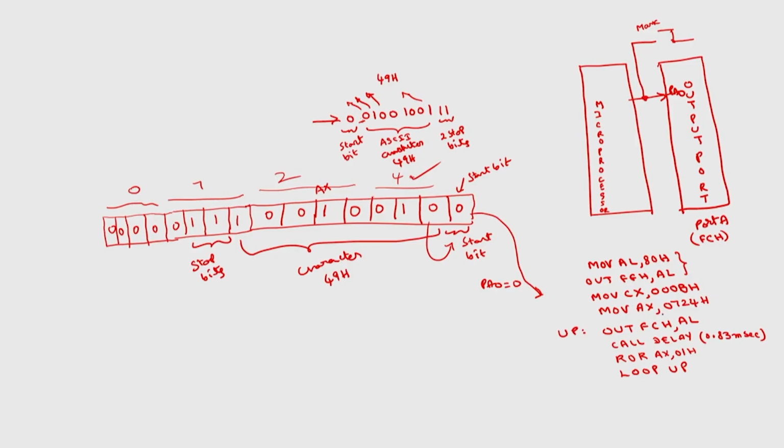Now, what happens? The second bit 0 will be transmitted for 0.83 milliseconds because the delay is there, then again another shift. So, this 0 comes to the LSB position, then this 1 comes to the LSB position, and this 1 will be transmitted for 0.83 milliseconds. Like that this sequence will be outputted. Once all the 11 bits have been outputted, it will come out of the loop, and we simply have to halt.